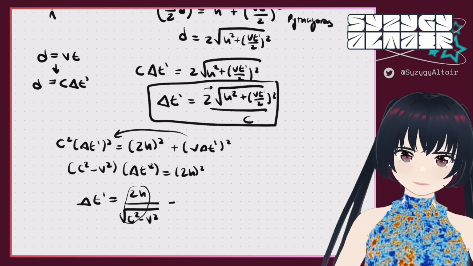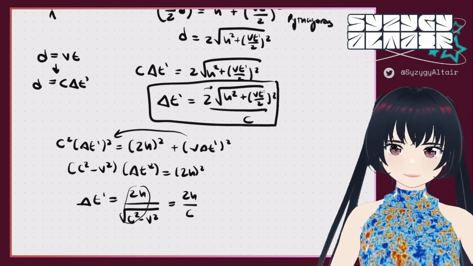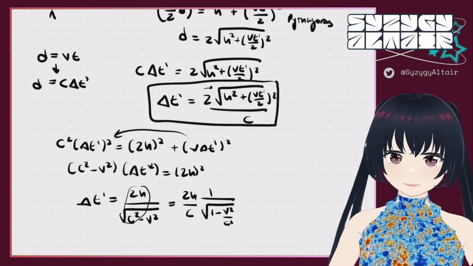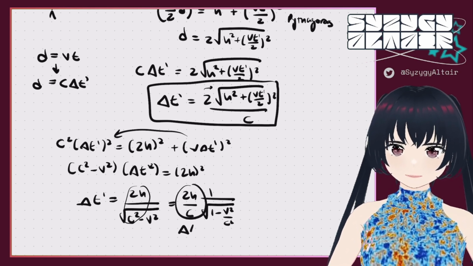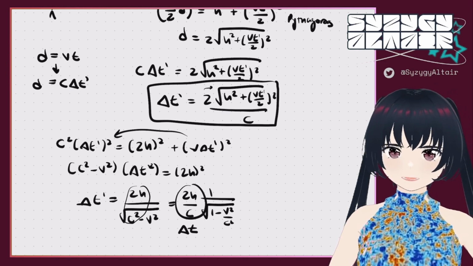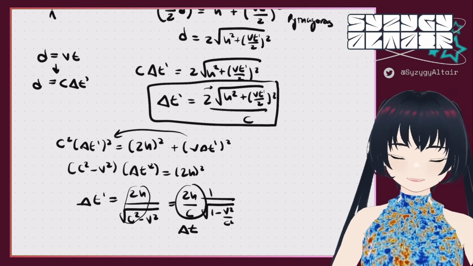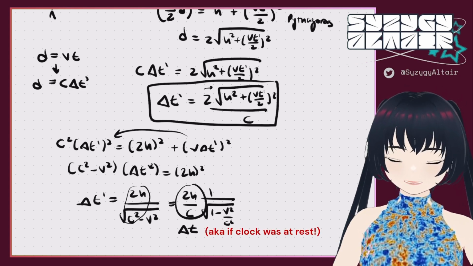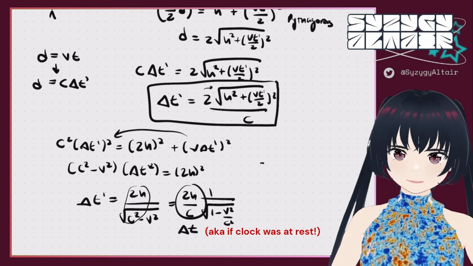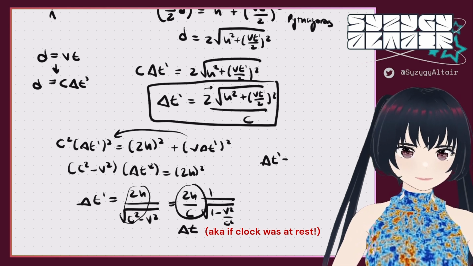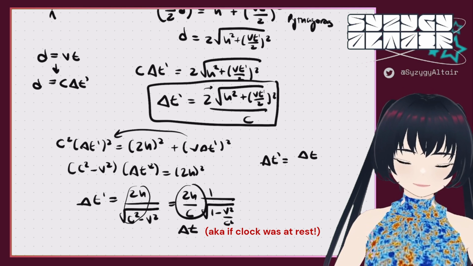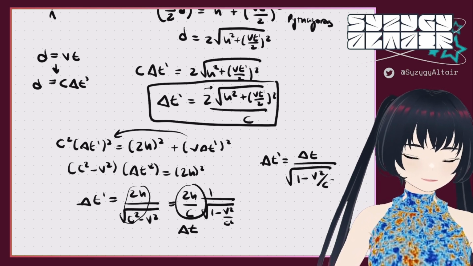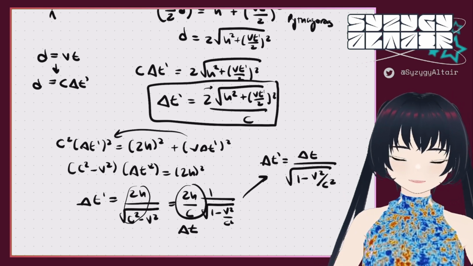So you might recognize that 2h over c is the original time of the clock if we were in the same inertial frame as the clock, because the light bounces at 2h distance with speed c. So we can replace that term with delta t, the original time of the clock if it were at rest relative to us. So our final result would then be delta t prime is equal to delta t over the square root of 1 minus v squared over c squared.